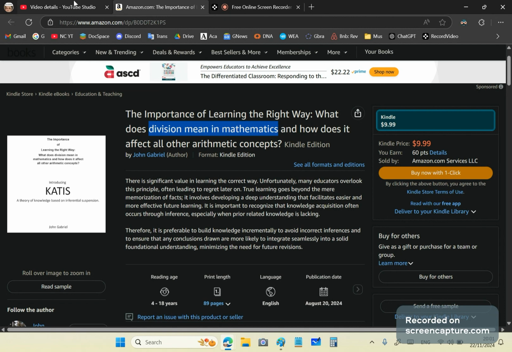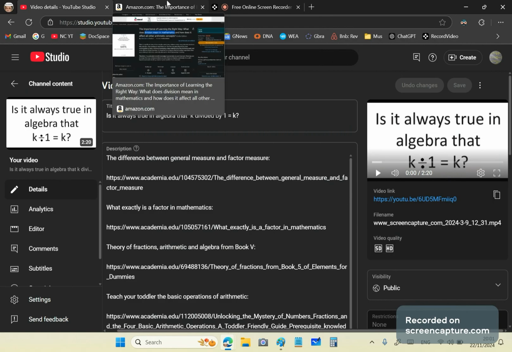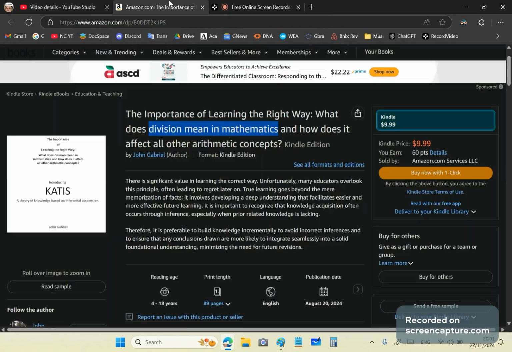So is it always true in algebra that k divided by 1 is equal to k? No. It's only true if k is a number. So pi and square root 2 are not numbers. Their approximations are numbers. And that's how they're used in algebra. So this is very profound knowledge.